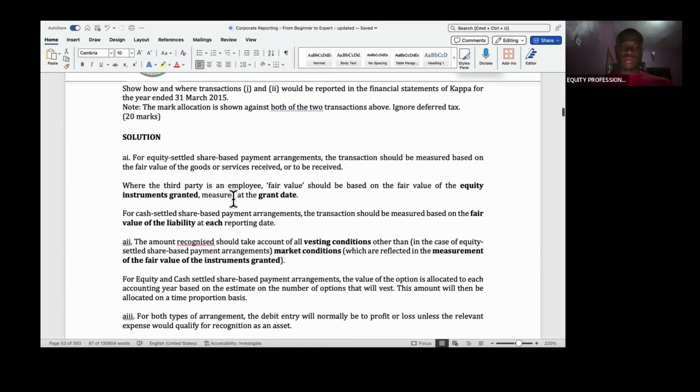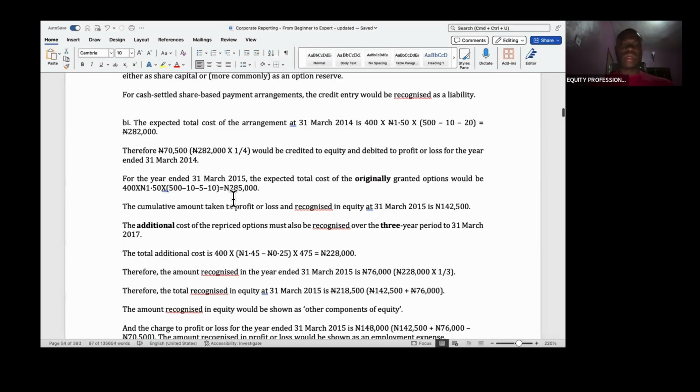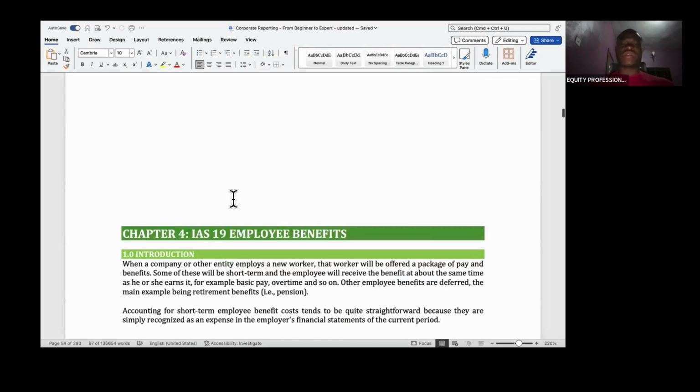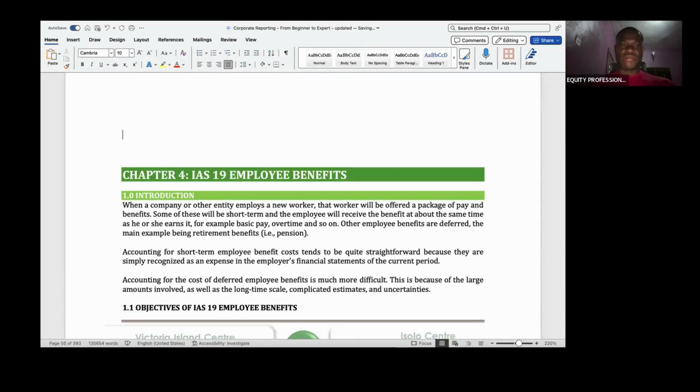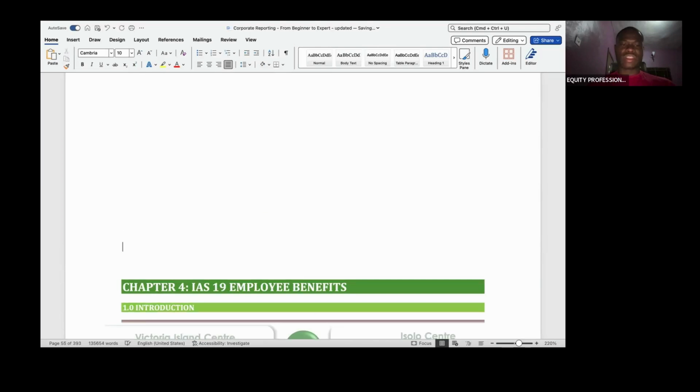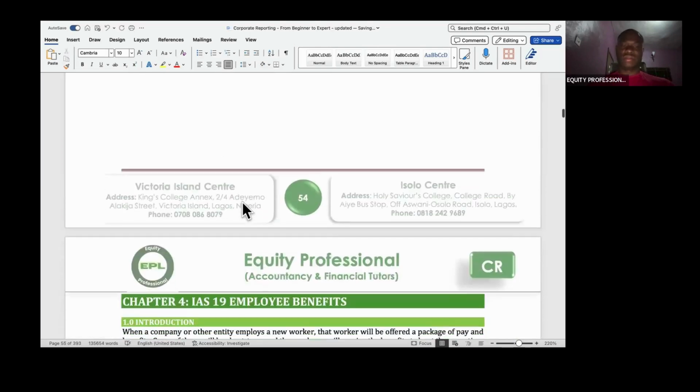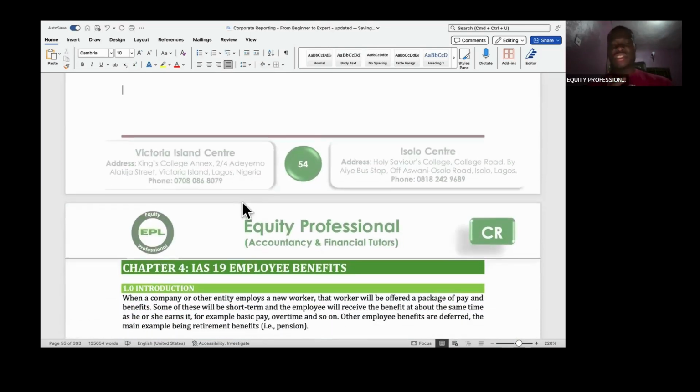So for me, I have covered this topic very well. If you understand everything I've been saying from the beginning to the end, I strongly believe that whatever question they want to ask you, you should be able to tackle it in the exam. So the only one left is just the deferred tax.